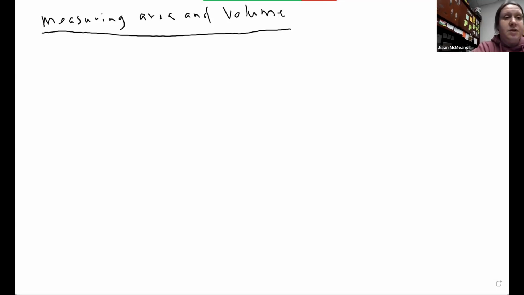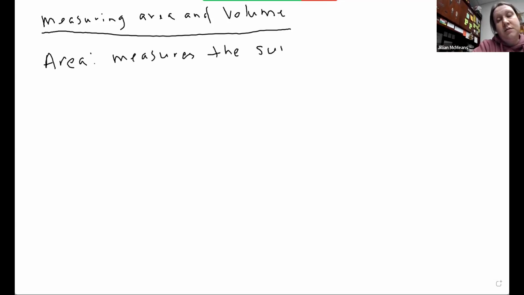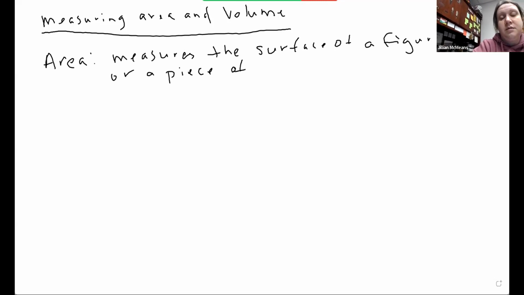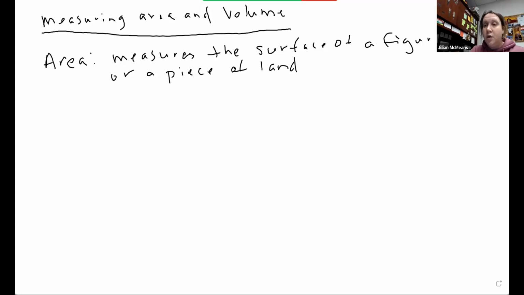So measuring area and volume. Let's talk about area first. Area measures the surface of a figure or a piece of land. You can see what I mean about the penmanship not being super great here, but hopefully when I talk you through this, you can at least tell what I'm saying. When you're dealing with area, you're measuring the surface of a figure or a space, or you're measuring a piece of land. So imagine a room.